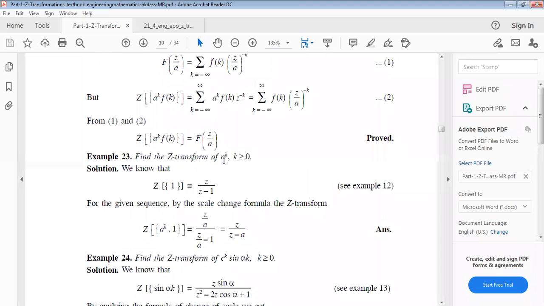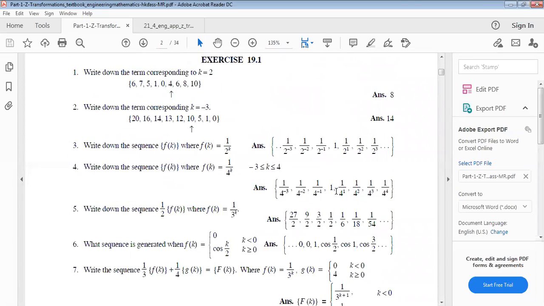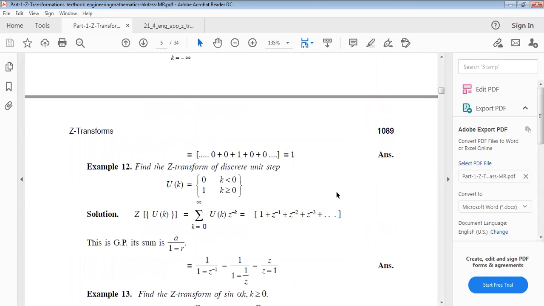Now example: find the Z transformation of a to the power k. If you want to find the Z transformation of a to the power k, where k must be non-negative, that means it cannot be negative. So we know that the Z transformation of 1 equals Z divided by Z minus 1. From example 12, we have done this example. What will the Z transformation of 1 be? By the definition, we have found this result, Z divided by Z minus 1. Now for the given sequence, by the change of scale formula, actually we can look at example 12, where actually this is the example 12.